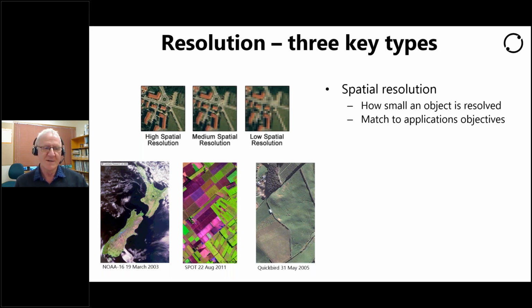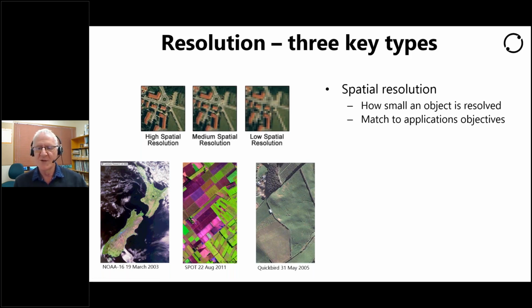For instance, we have here an AVHRR image, which is kilometre type resolutions, and that's very good for looking at weather over large scales or regional scale changes such as droughts. Whereas if you were looking at individual paddocks, you would want higher resolution data, and this is SPOT resolution, 5 to 10 metres, similar to the Sentinel satellites. And it's good for paddock level analysis.